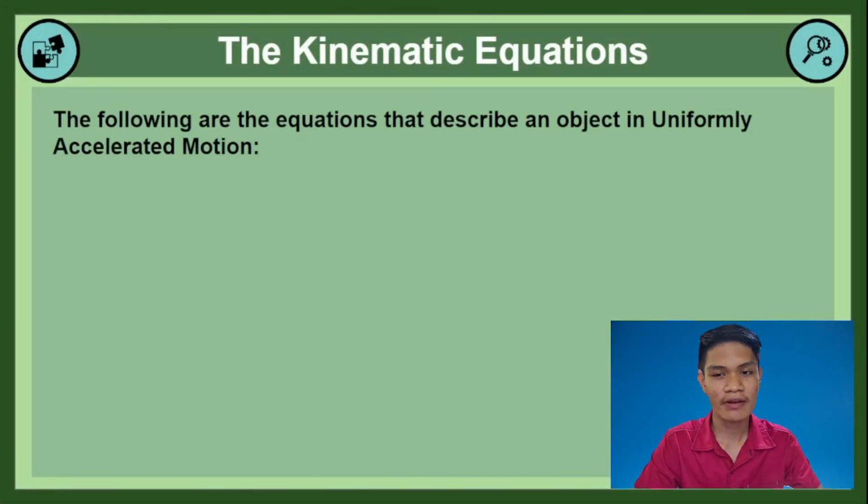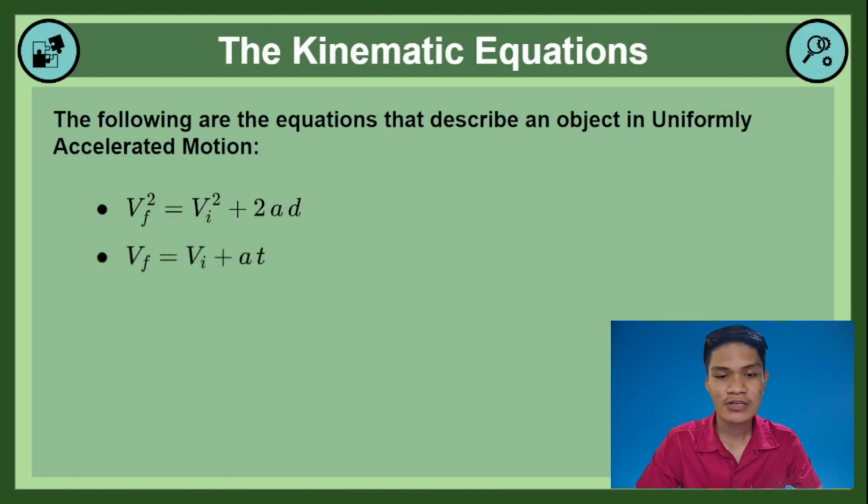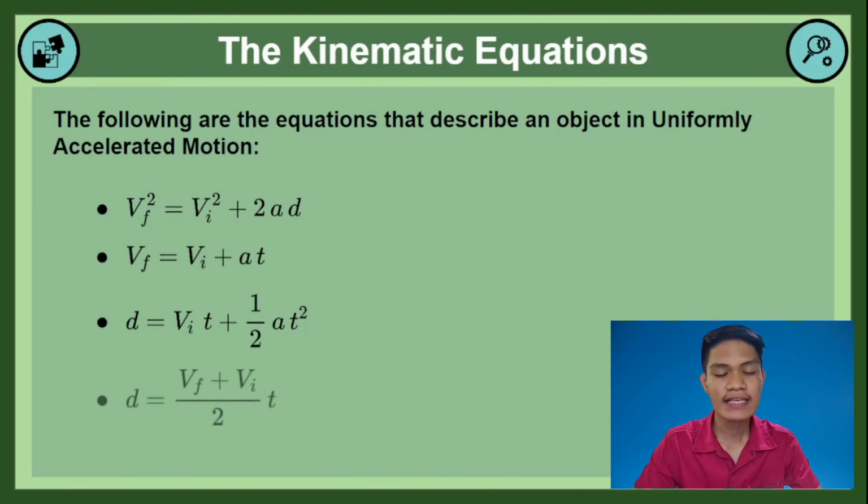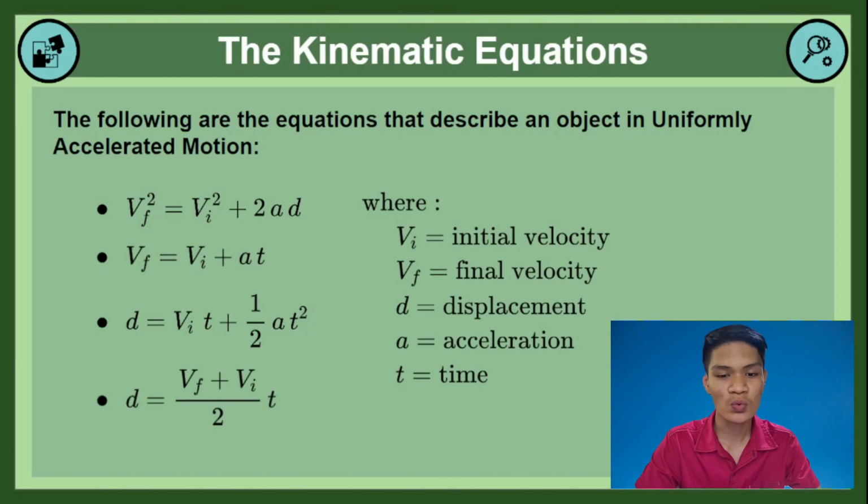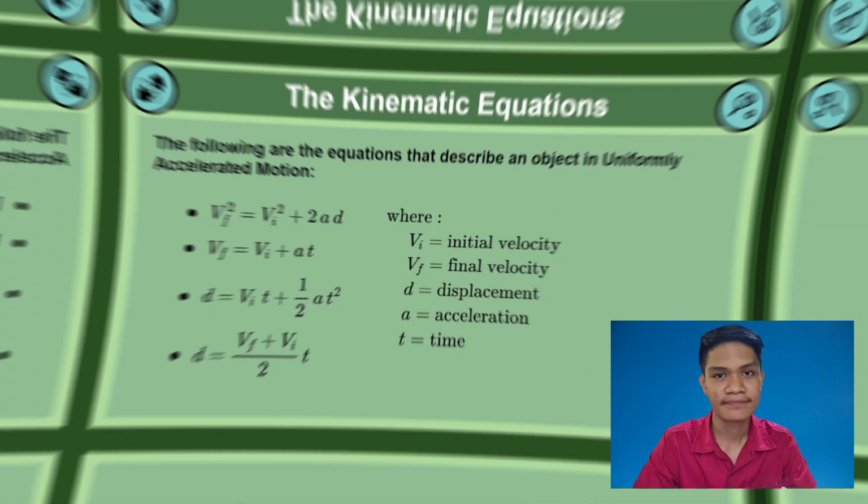However, these are still some of the cases where acceleration will be uniform if gravitational force and friction are considered zero. Moving on, here are the following equations to describe an object in uniformly accelerated motion. First, Vf squared is equal to Vi squared plus 2 times a times d. Second, Vf is equal to Vi plus a times t. Third, d is equal to Vi times t plus 1/2 times a times t squared. And lastly, d is equal to (Vf plus Vi) over 2 times t, where Vi is initial velocity, Vf is final velocity, d is displacement, a is acceleration, and t is time.